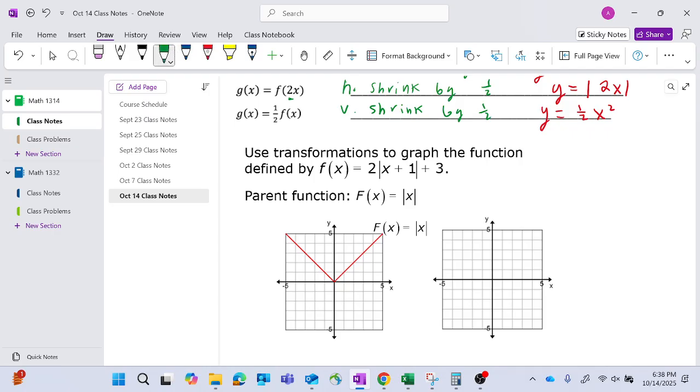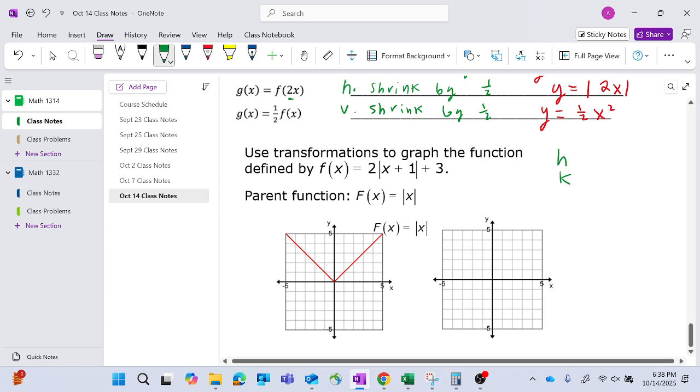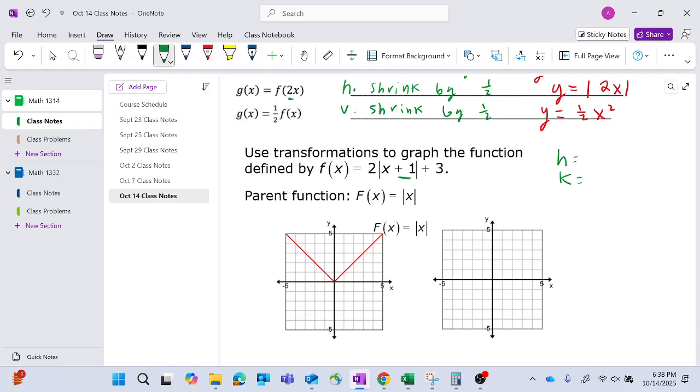I guess kind of the easiest way to graph these, to be honest with you, is knowing your h value and your k value. Your h value is always the opposite sign of what's in here with the x, so in this case it's -1. And your k value is what's outside, which is 3. So -1, 3 is a point on the graph.